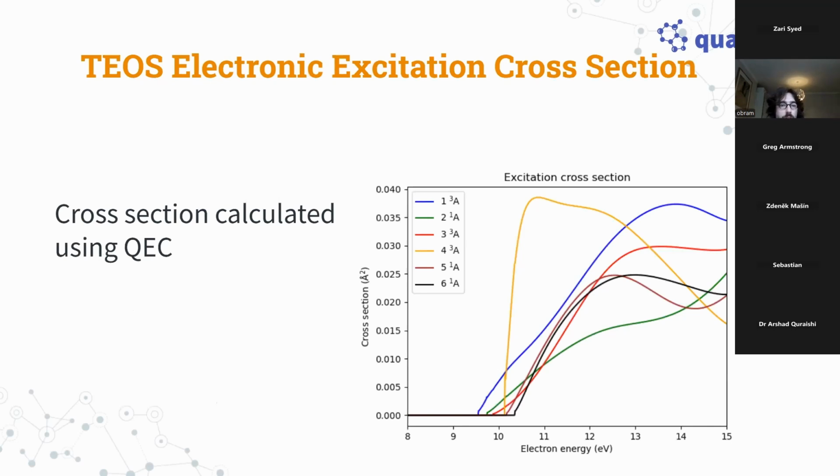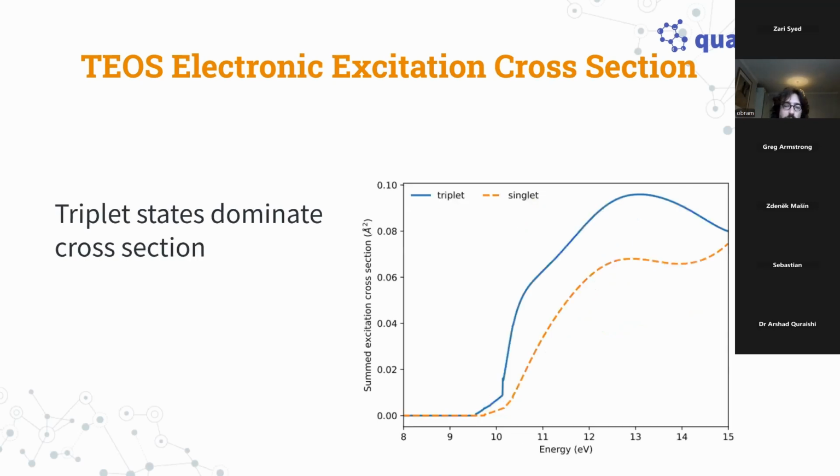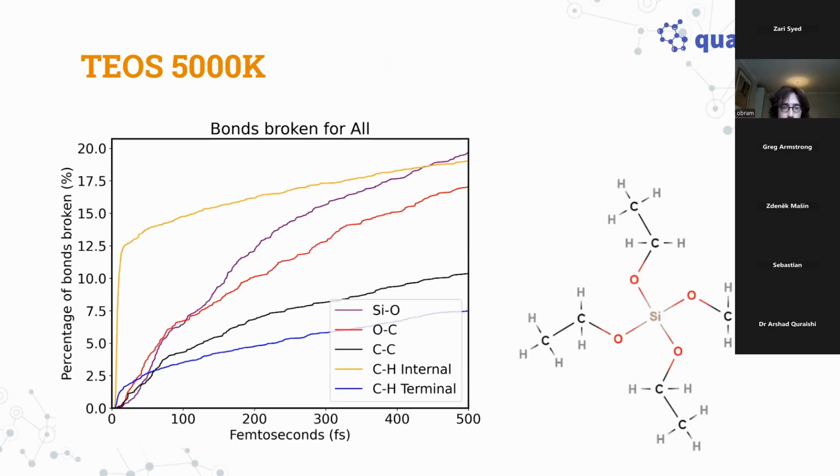So now we're going to look at TEOS. Again, we have calculated the electronic excitation cross-section using QEC. And if we just sum together the singlet and the triplet cross-sections, we can see that the triplet excitation cross-sections dominate. So again, we're just going to look at the first lowest triplet state.